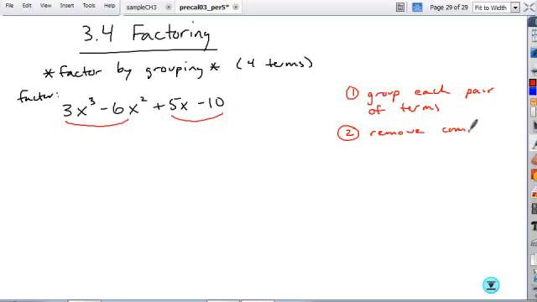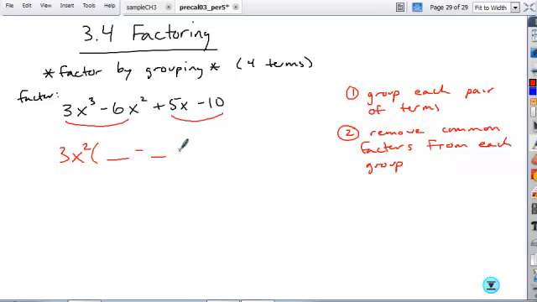So remove any common factors from each individual group. Okay, so if you look at this first pair of terms in our example, what common factors can we remove from those two terms? Numerically, we can remove a 3, and then the variable we can remove x to the lowest power, squared.